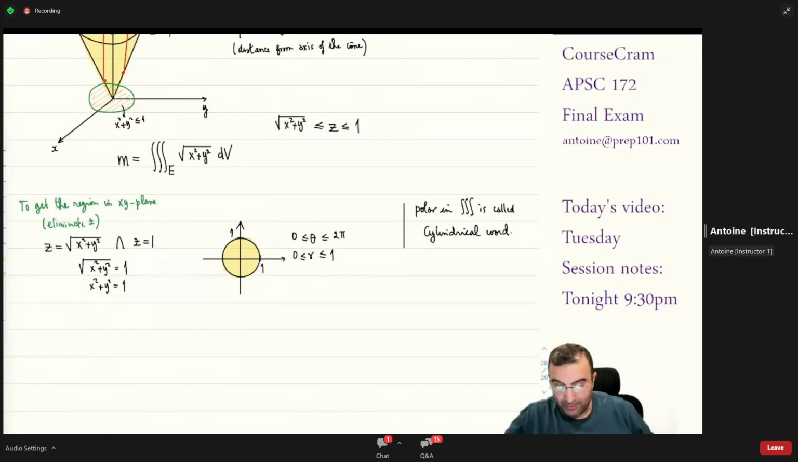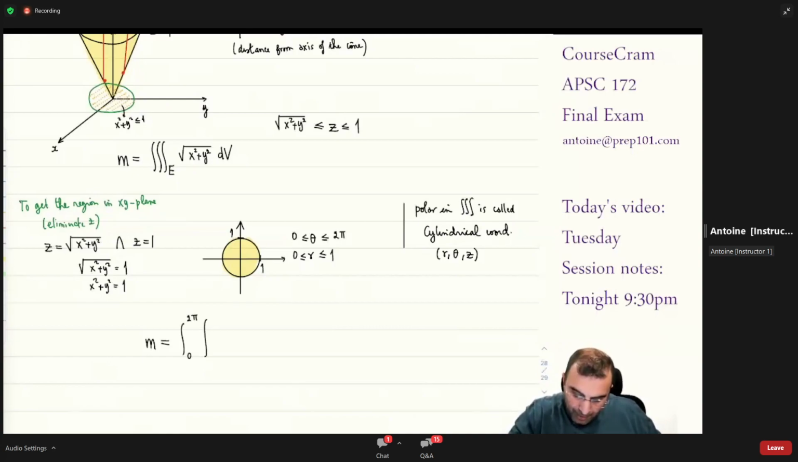So let's write it down. The mass is equal to, cylindrical coordinates are r, theta, z. So polar with a z. So theta goes from 0 to 2 pi, r goes from 0 to 1, z goes from r to 1. The square root of x squared plus y squared, that's r. And dV is going to be r dr d theta dz, right?